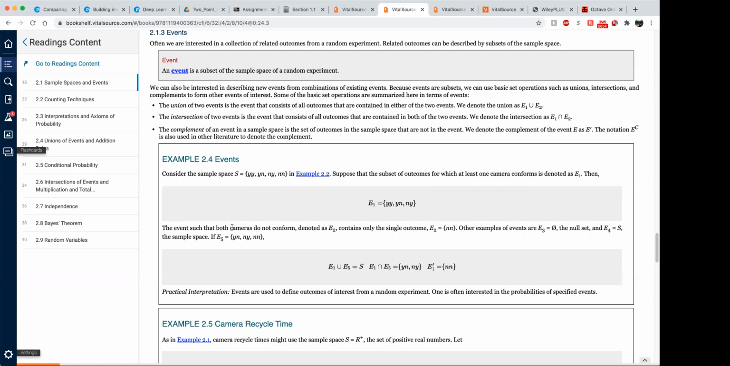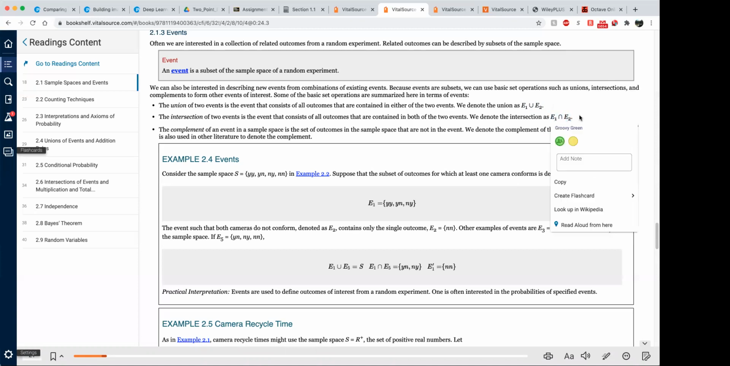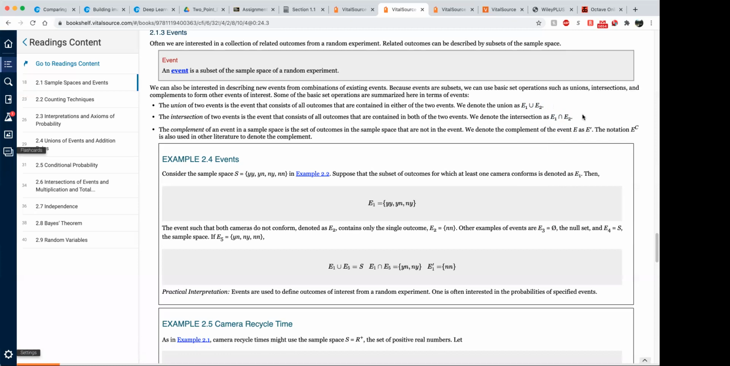The event such that both cameras do not conform is denoted as E2, which is NN, right? Other examples of events are E1 union E2. The union represents the set of all the outcomes containing either E1 or E2. And E1 intersected with E2 is the set of all the outcomes that belong to both E1 and E2. So E1 union E2 is nothing but the sample space.